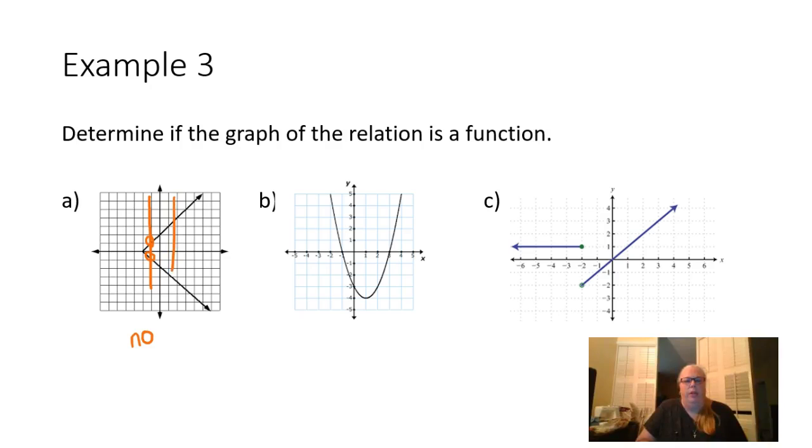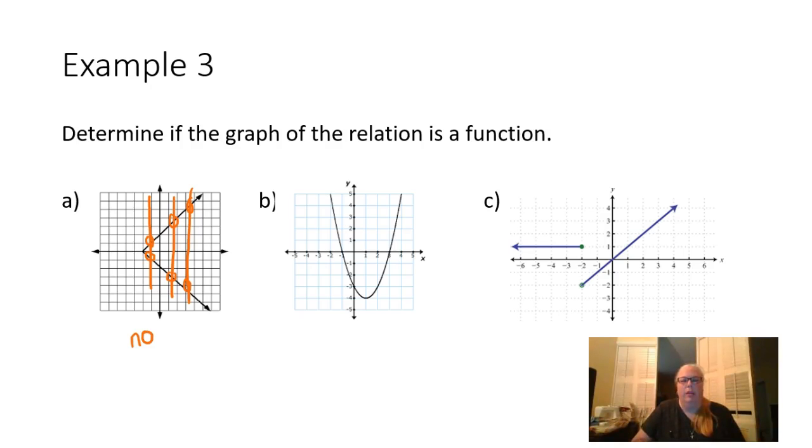Now you know there are several other places where I could have drawn my vertical line that would intersect in more than one spot, but we only have to find one vertical line that intersects our graph in more than one place to say that it's not a function. And sometimes there may only be one vertical line that causes it not to be a function.